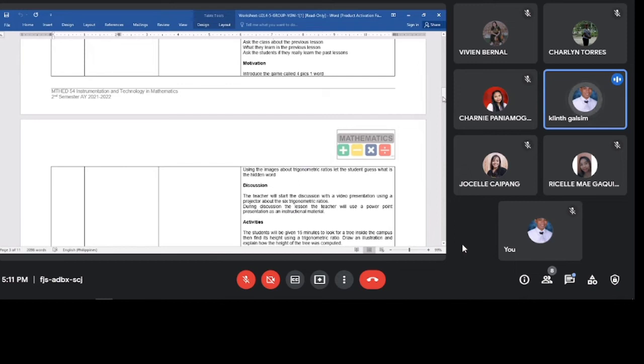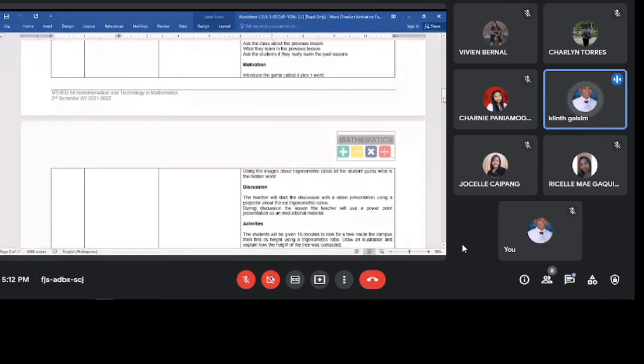For our discussion, the teacher will start with a video presentation using a projector about the 6 trigonometric ratios. During the discussion of the lesson, the teacher will use a PowerPoint presentation as an instructional material.